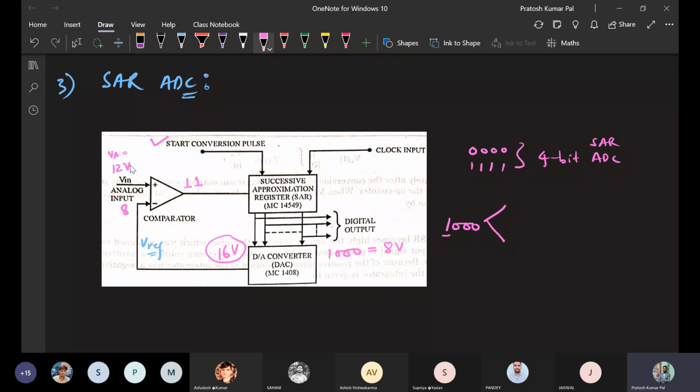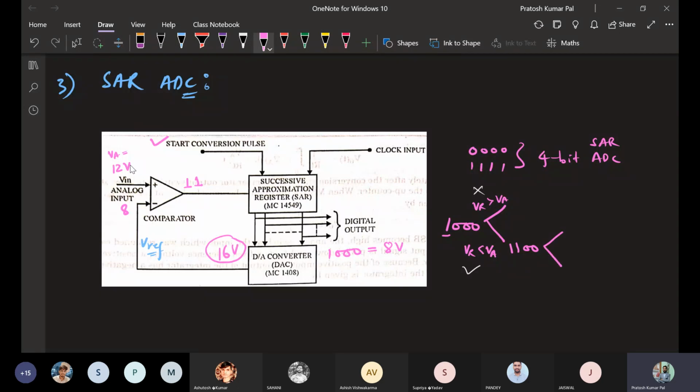So here there are two conditions: either the reference voltage is greater than the analog voltage, or the reference voltage is less than the analog voltage. Reference voltage greater than analog voltage is not satisfied. Reference voltage less than analog voltage is satisfied. Because the reference voltage is less than the analog voltage, after conversion, initially we have considered one MSB, and the next MSB bit will be activated, made 1. Okay. So this is how the conversion is going to take place.